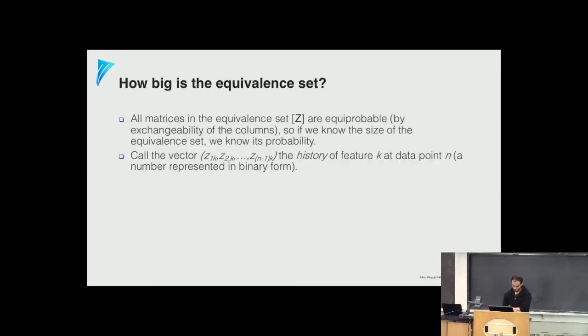Okay. So all the matrices within the equivalence class are equiprobable, right, because all of them are coming from the same equivalence distribution, and by construction, they will have the same probability.